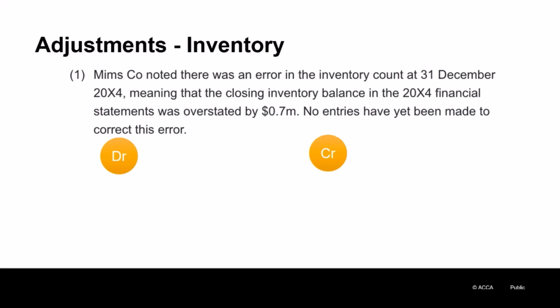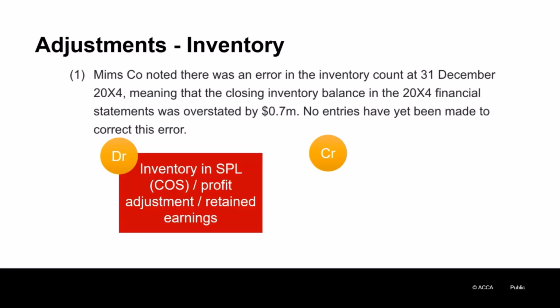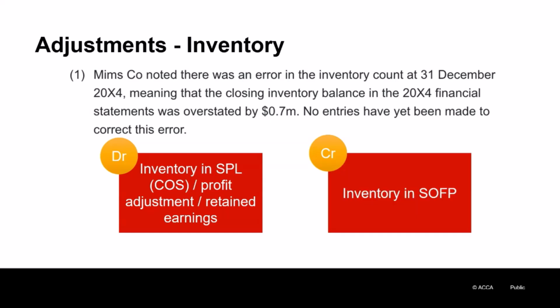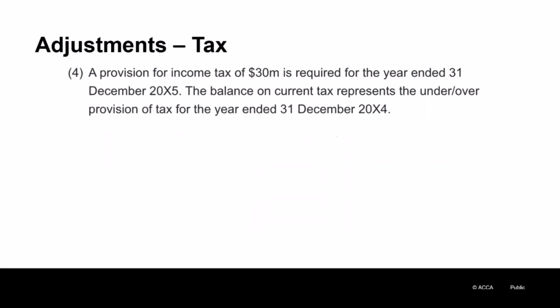Now in this, we have to pass a debit entry and a credit entry. The debit side is going to be for the expense in the statement of profit or loss, and the credit is going to be made to the inventory in the statement of financial position, the current asset. Had this been an understatement, this double entry would be reversed. So read the question very carefully and pass the double entry accordingly.